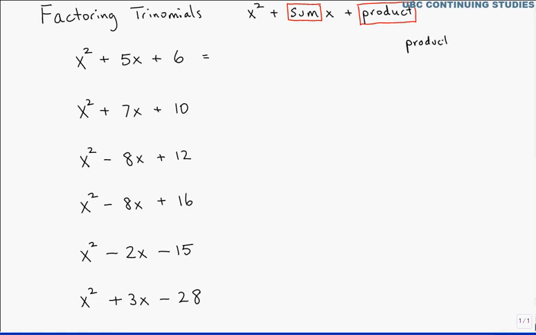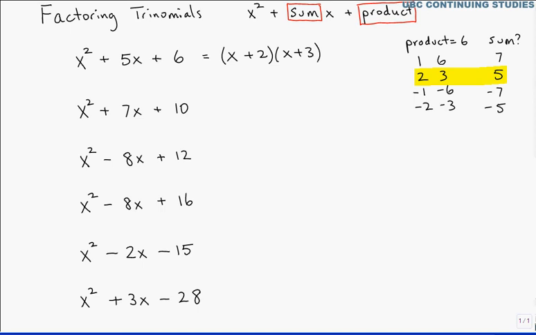A product of 6 can be formed a few different ways. 1 times 6, 2 times 3, and there's actually two other ways, negative 1 times negative 6, and negative 2 times negative 3. Those are the four possibilities. And what's the sum in each of these cases? Well, 7, 5, negative 7, and negative 5. So clearly, the one we're looking for is that second row. And the two binomials are therefore x plus 2 and x plus 3. That gives us the right sum and the right product.